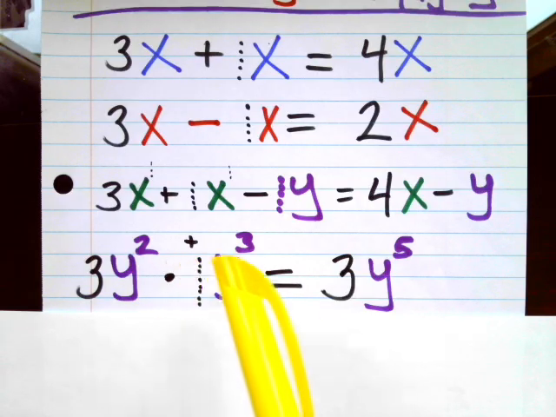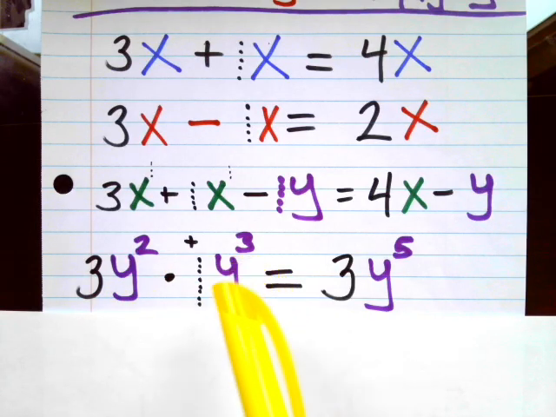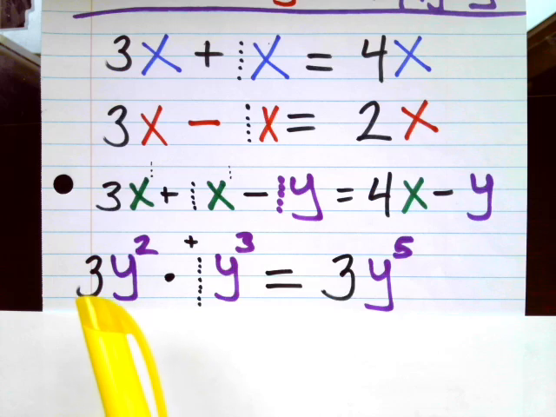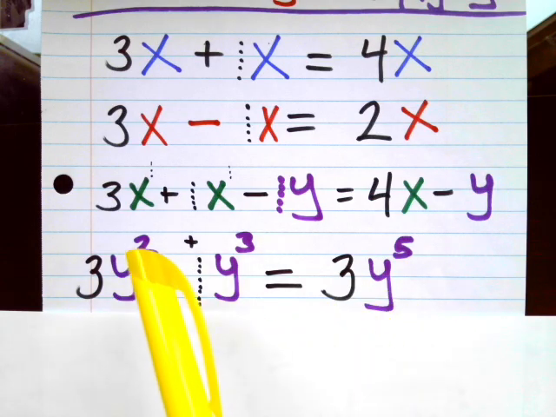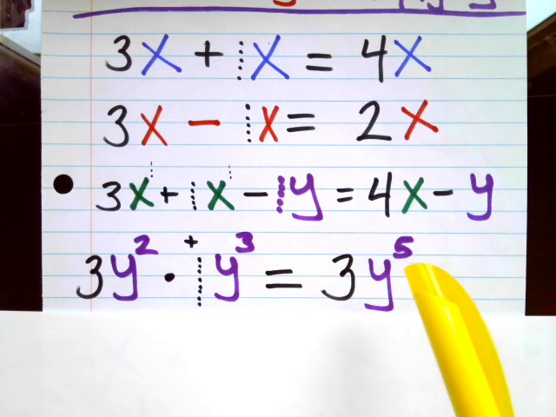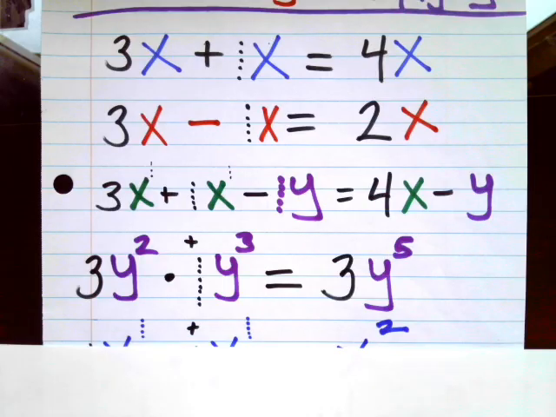When you multiply and you have exponents, the rule is that you add these exponents, right? So 3 times 1 is 3. We have the y is attached through multiplication, so it stays in our answer. And then 2 plus 3 is 5. Simplified, this is 3y to the fifth power.